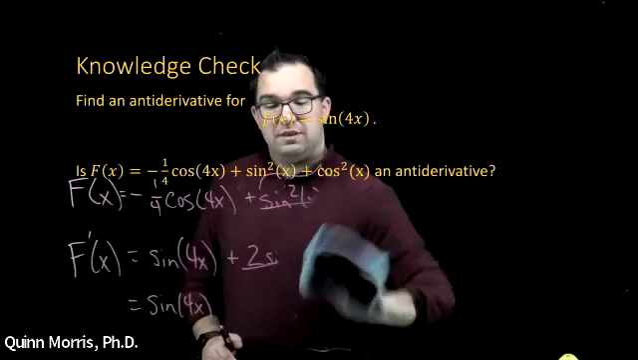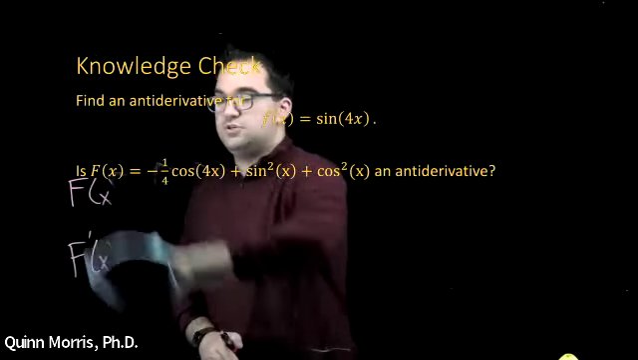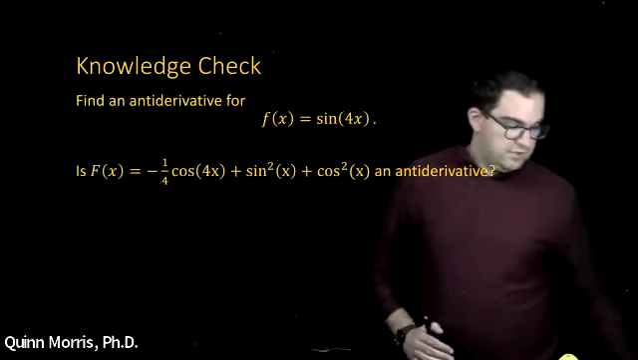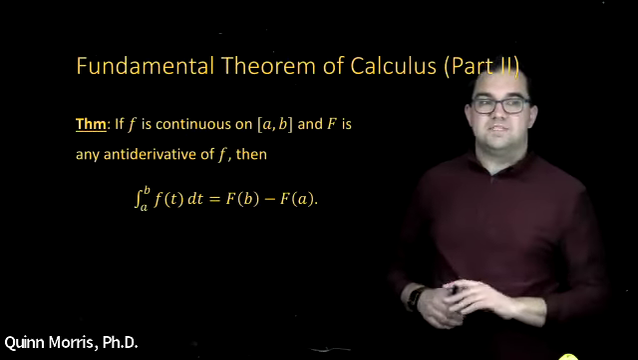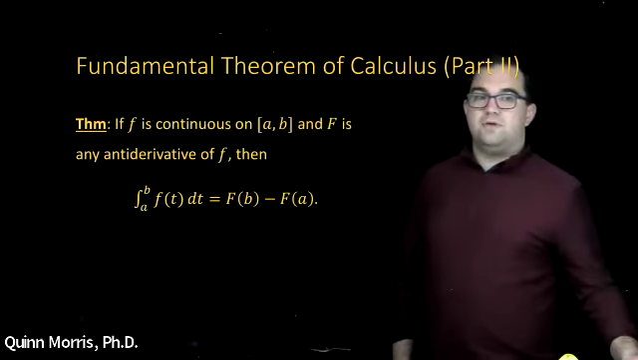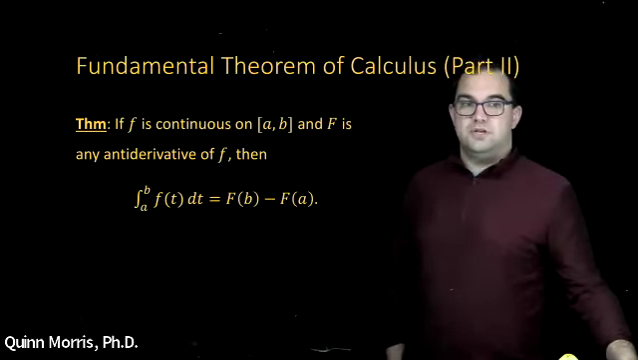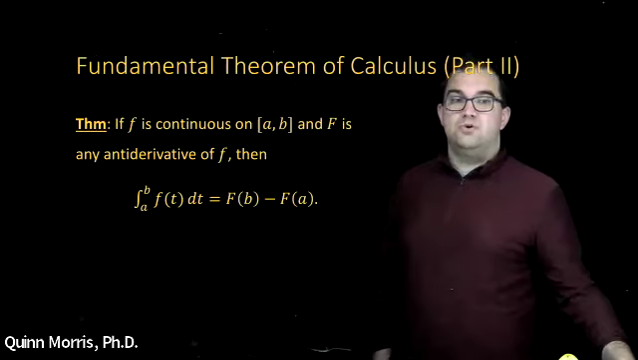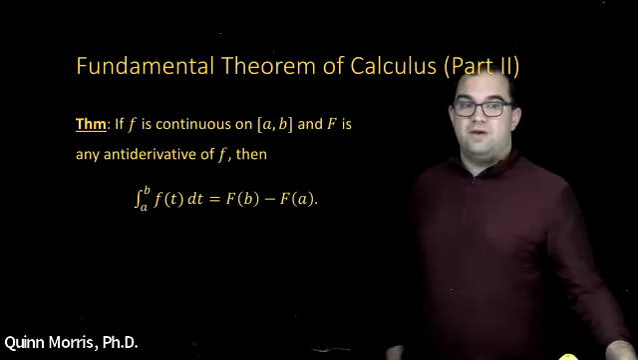All right, now let's see if we can leverage this knowledge of antiderivative functions into calculating definite integrals. And this is where the second part of the fundamental theorem of calculus comes into play. The second part of the fundamental theorem of calculus says that if f is continuous on a closed interval [a, b], and if capital F is any antiderivative of little f, then the integral from a to b of little f is equal to the function capital F evaluated at b minus the function capital F evaluated at a.